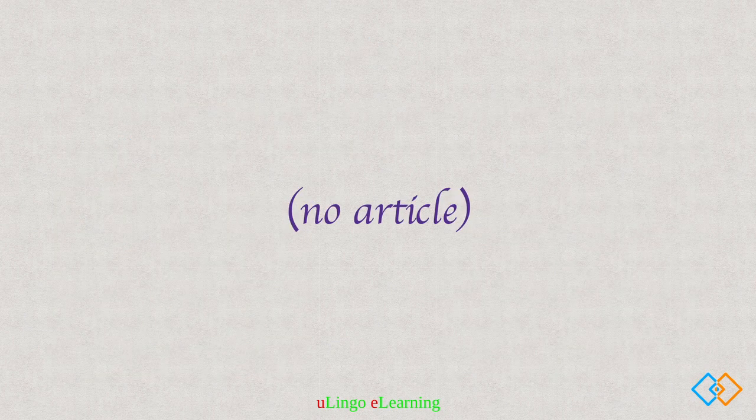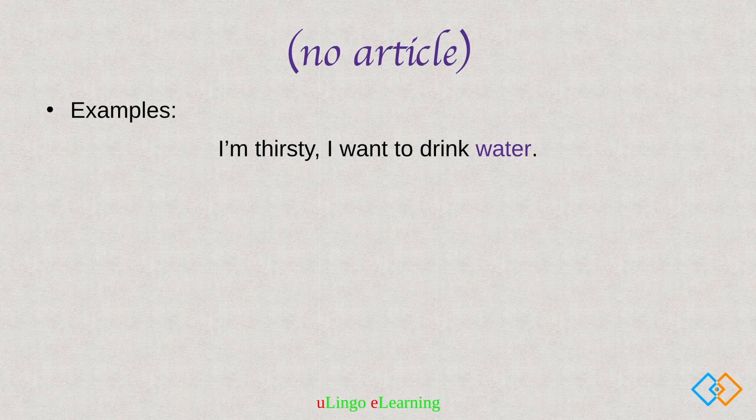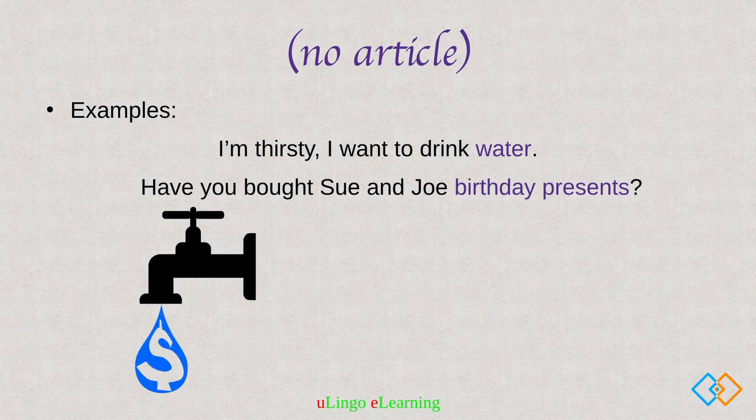There are cases where we don't use any articles before a noun. In the next part, we are going to learn about a rule when not to use an article. First, let's have a look at the examples. I'm thirsty. I want to drink water. Have you bought Sue and Joe birthday presents?